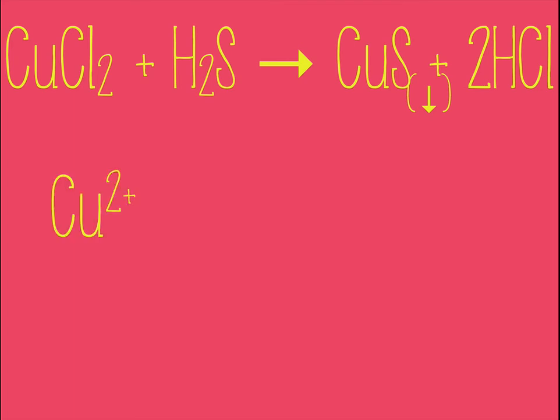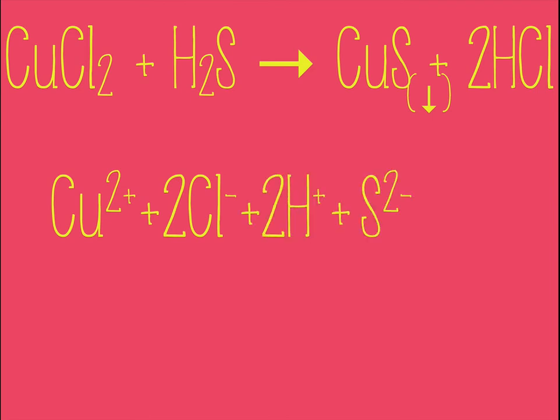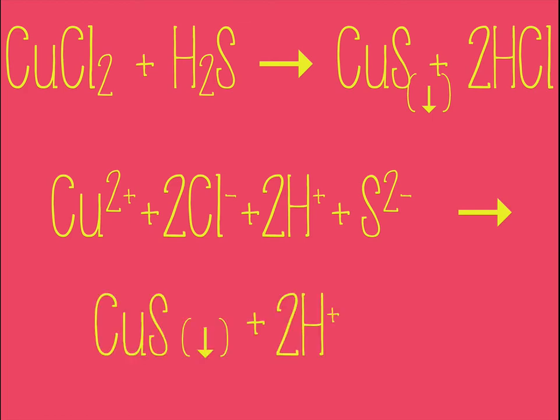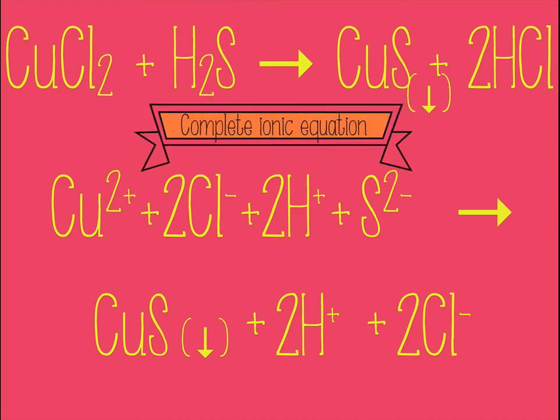Copper chloride has 1 copper ion and 2 chlorine ions. Hydrogen sulfide has 2 hydrogen ions and 1 sulfide ion. Copper sulfide stays together because it's the solid in the precipitate. And hydrochloric acid has 2 hydrogen ions and 2 chlorine ions in this balanced equation. This is a complete ionic equation. But it's a horrible mess, so let's clean it up and make the net ionic equation.